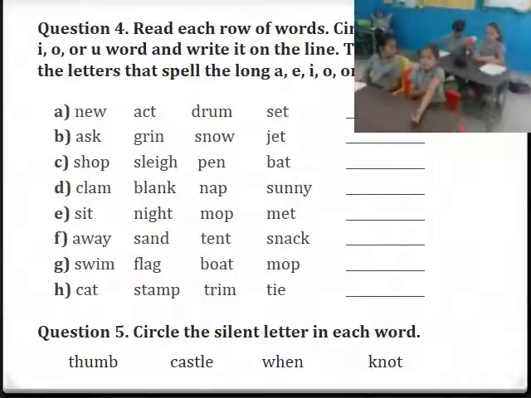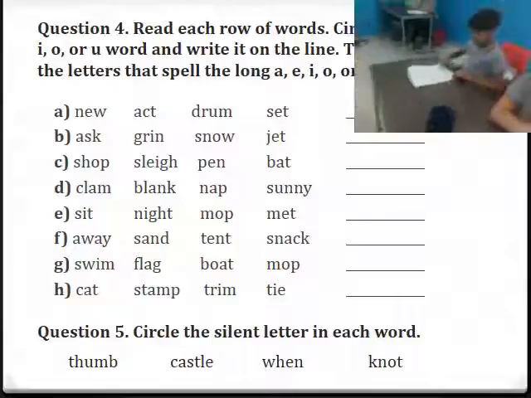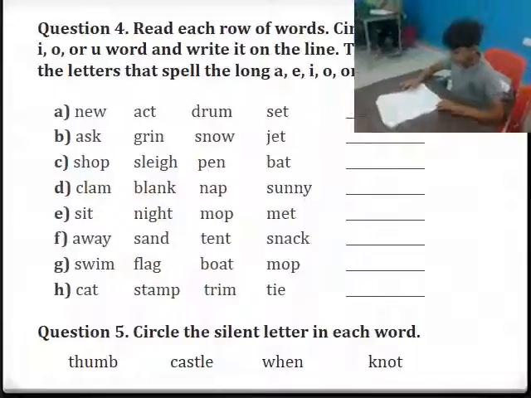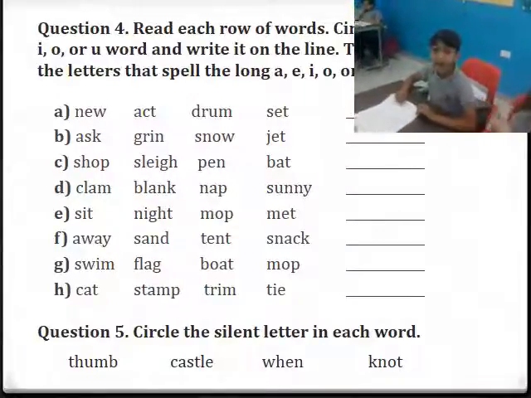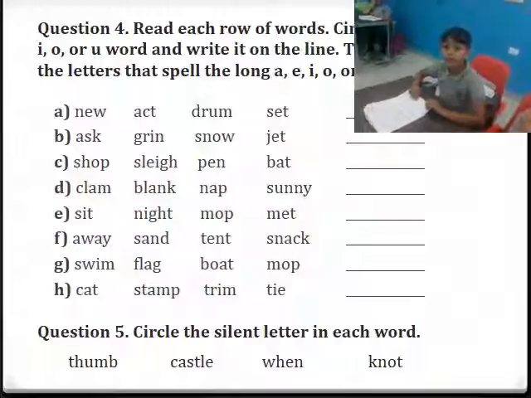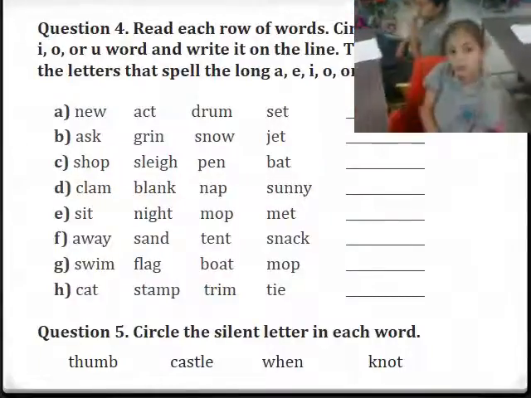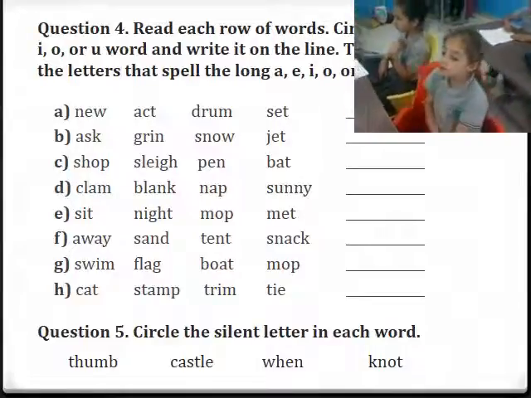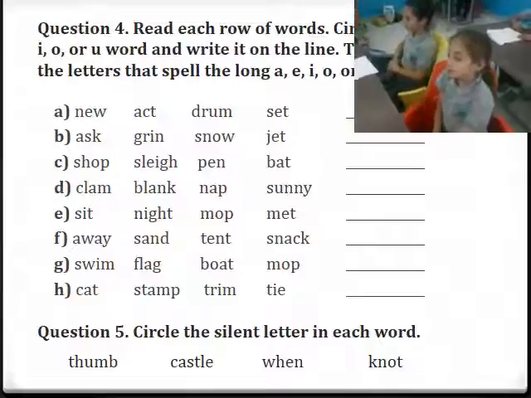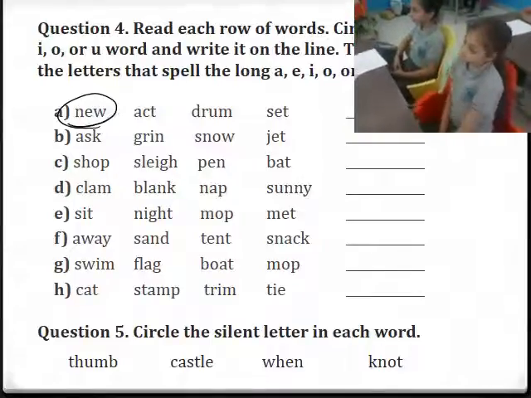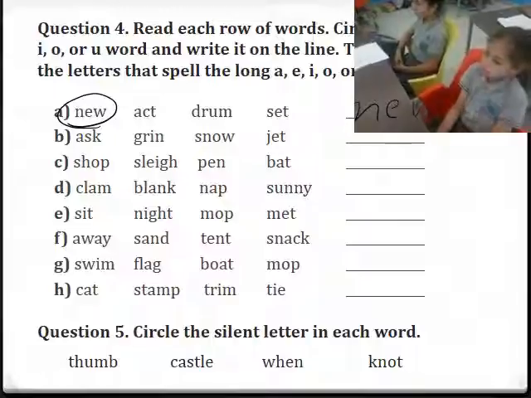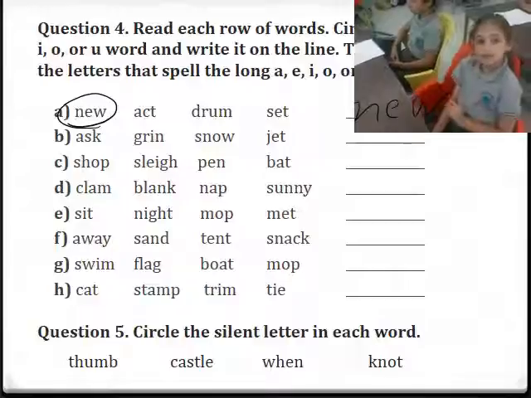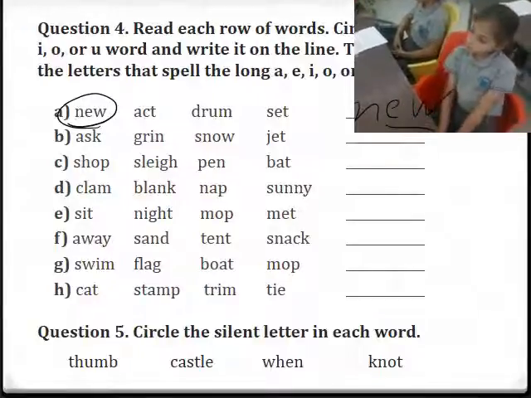Ismail, you want to answer? New, act, drum, set. Okay, which word? New. Okay. What sound do you hear in new? Long U. You hear U. Okay, so we circle it. We write it on the line. And we underline which letters? EW. Very good. Next one.